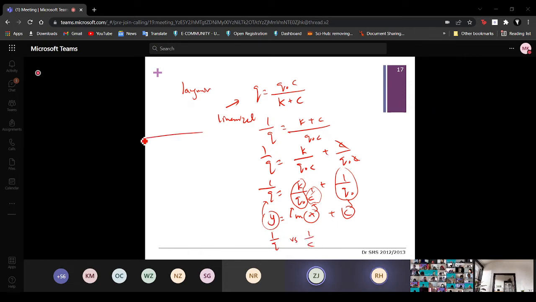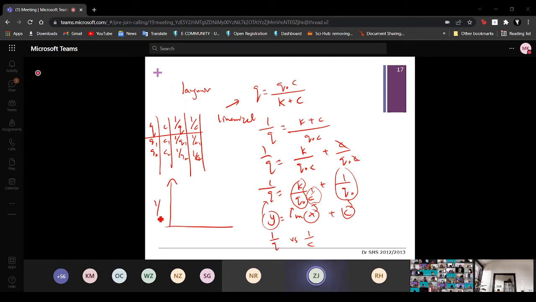You have the data from earlier, remember? You have data Q and data C, and earlier you made log Q and log C. Now you extend it and find 1 over Q and 1 over C. So what do you need to do? Whatever values you have here, you just invert them. When you invert, you can plot 1 over Q and 1 over C.